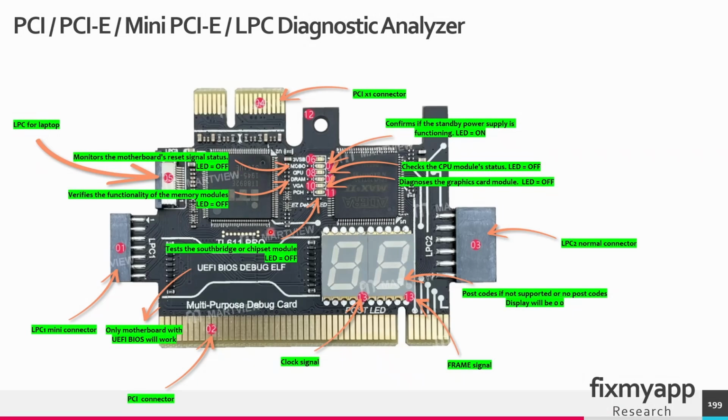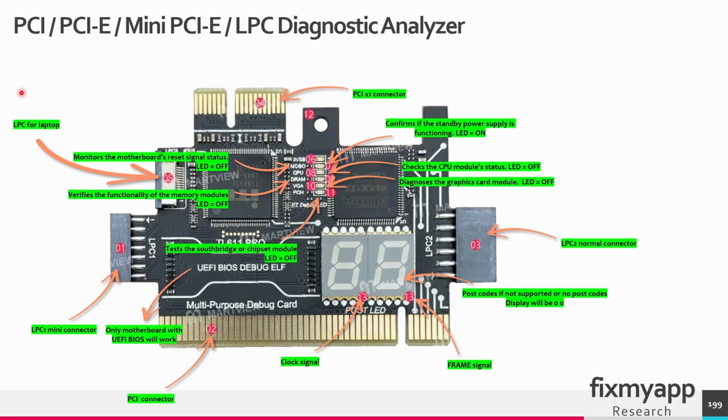This is a diagnostic analyzer. This is the TL631 Pro. This analyzer includes several LED indicators to help diagnose any issues with different computer components. You can connect this analyzer to a PCI Express slot, and it can also be connected to a PCIe connector, an LPC2 normal connector, and an LPC1 mini connector.